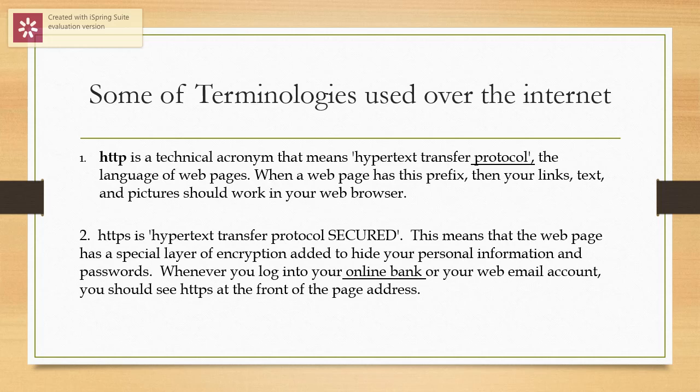2 is HTTPS. HTTPS is Hypertext Transfer Protocol Secured. This means that the web page has a special layer of encryption added to hide your personal information and passwords. Whenever you log into your online bank or your web email account, you should see HTTPS at the front of the page address.